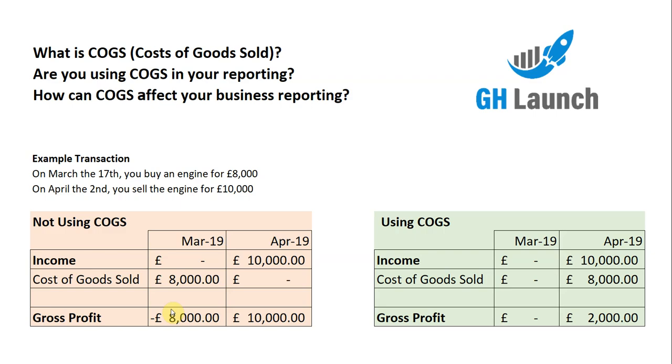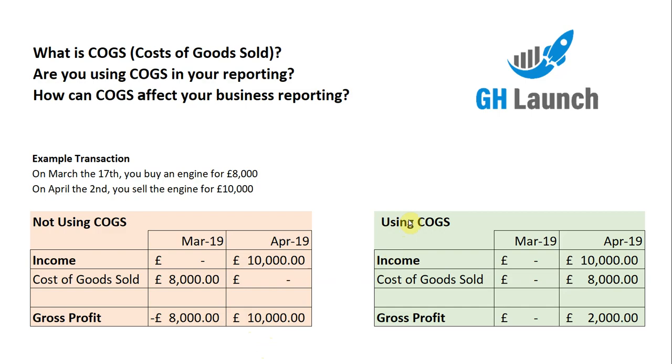Now in this business, they've only ever made one transaction, and it was this transaction, so it's going to be as skewed as this. I appreciate this is an extreme example, but it really nicely demonstrates why COGS is so important. In April, you sell the engine for £10,000, but all the cost has already been associated with March. So in April, it looks like you've made loads of profit. Now, it doesn't take a genius to figure out how this can actually be really damaging and lead to bad decisions.